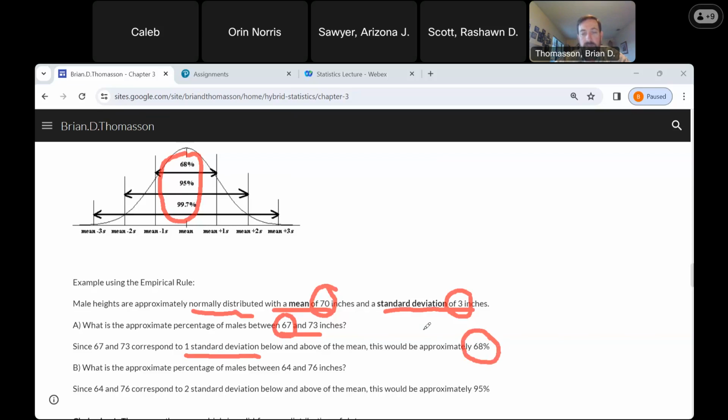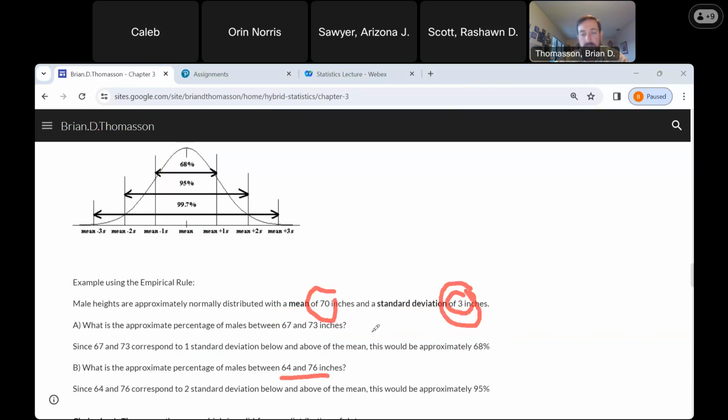Right. Same thing we would do in part B. Here we have between 64 and 76. So we just have to, again, figure out how we get there. If we take 70, subtract 3 once, we're at 67. If we subtract 3 a second time, then we're at 64. So that's 2 below. Same thing for 76. 70 plus 3 plus 3, that's going to be 2 above. So within 2 standard deviations, we get to 95%. Those are always the answers, 68, 95, or 99.7. We just have to figure out if we're 1, 2, or 3 standard deviations away from the mean.